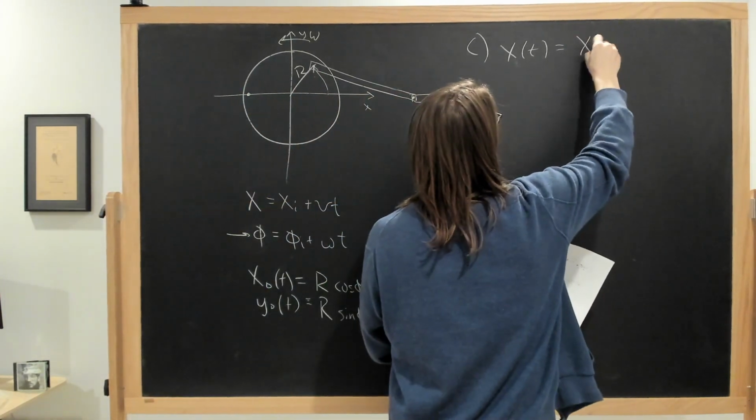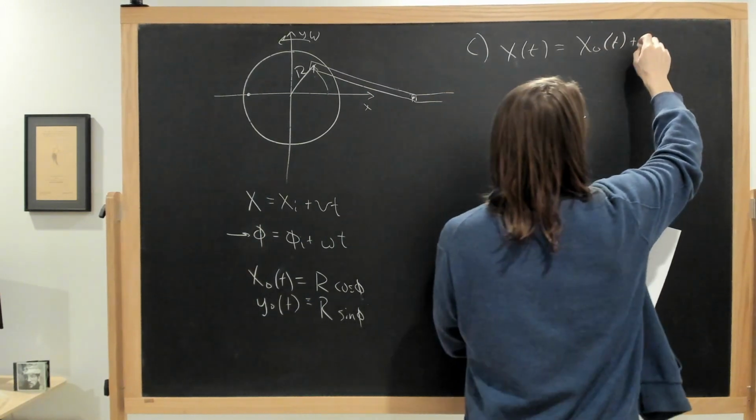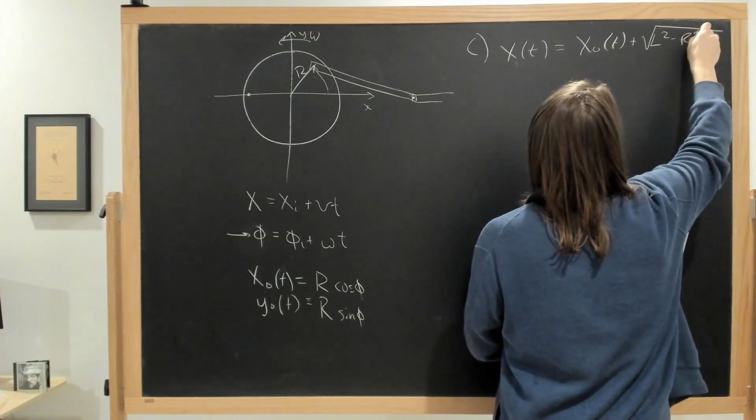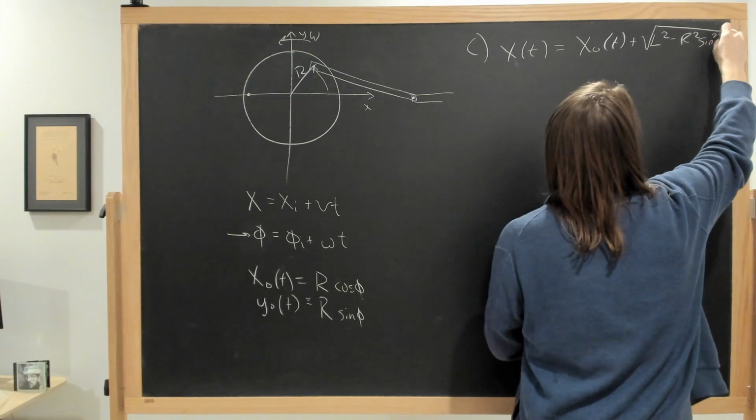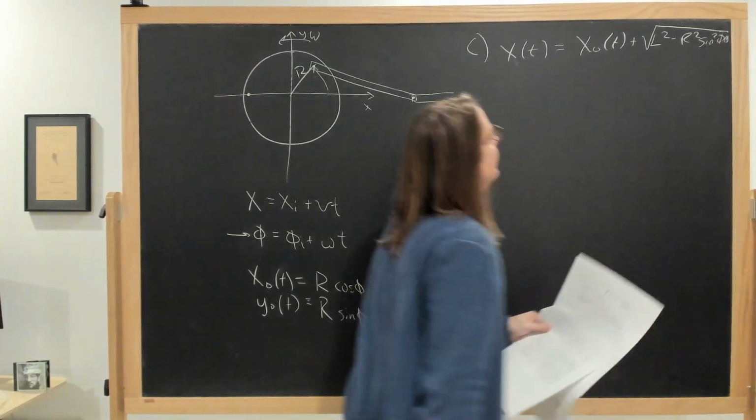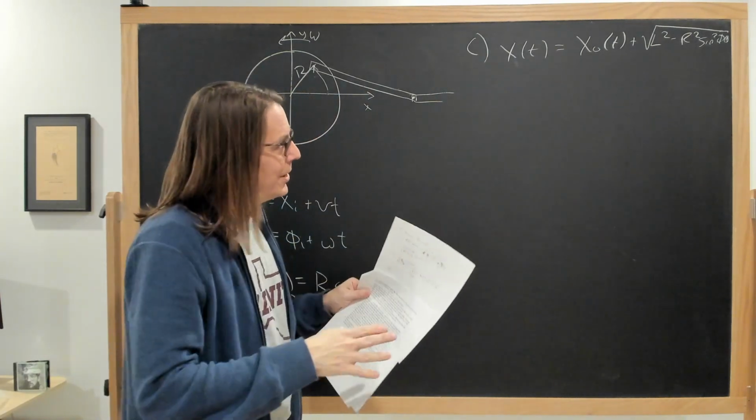It's the x position of the disk pin plus this square root thing, the square root of L squared minus R squared sine squared of phi, as a function of time. Well, I ran out of room. There we go. So it's right there in the problem. Even though I ran out of room, you can read it right out of the problem.